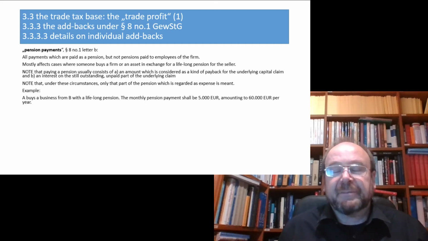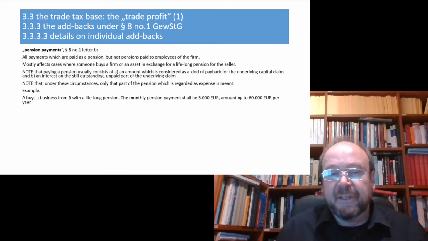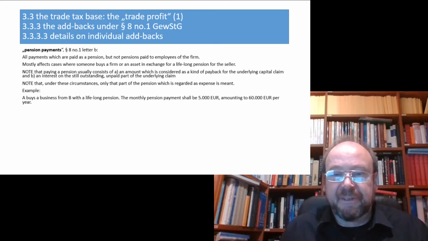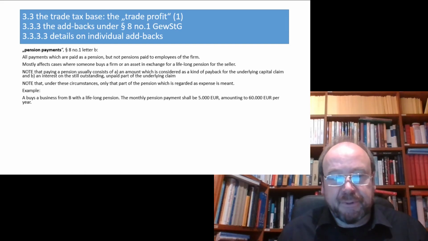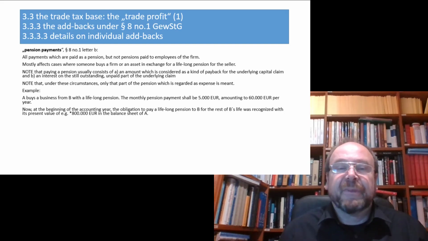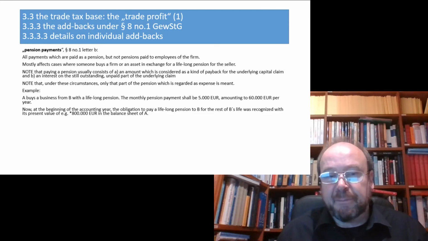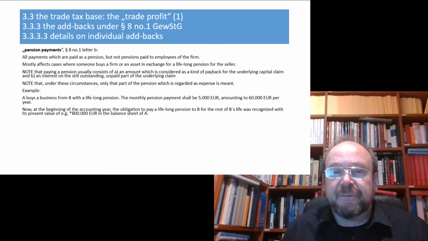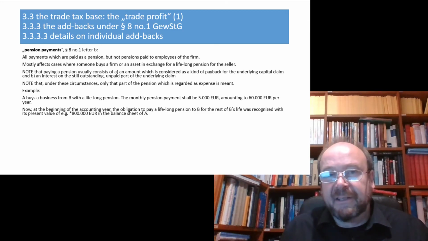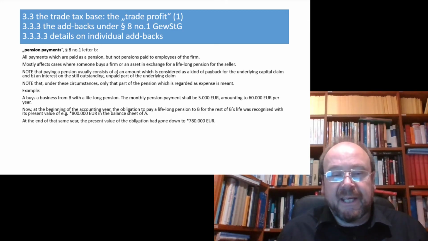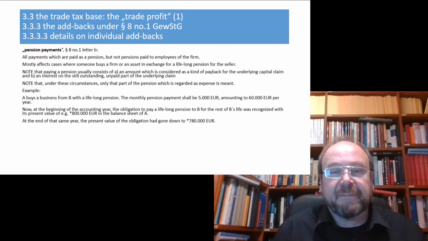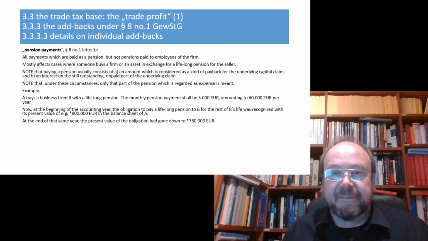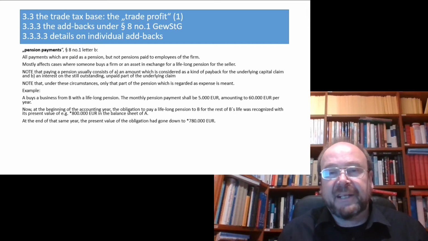So if A buys a business from B for a lifelong pension, and the monthly pension payment shall be 5,000, that would be 60,000 per year, but also you would have in the balance sheet at, let's say, the beginning of the year, the obligation for the lifelong pension valued, let's say, with 800,000. And at the end of the year, you have to evaluate the present value of the outstanding pension payments again. Let's say it dropped down to 780,000.